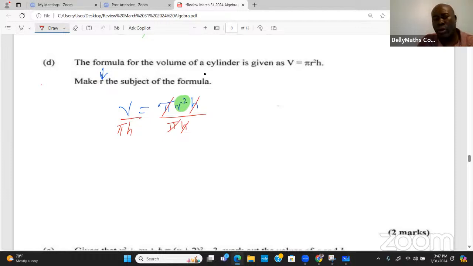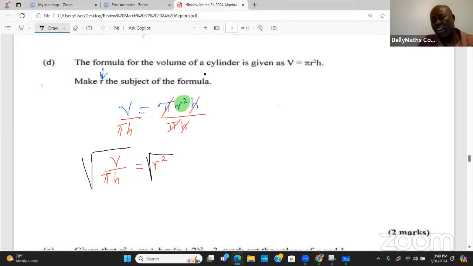So let me write back what we really have. We have V over pi h, and this is equal to r squared. I don't want r squared, I want r. So it simply means I'm going to have to take the square root of r squared, because the square root is what cancels a square. And then I'm going to take the square root of the other side.